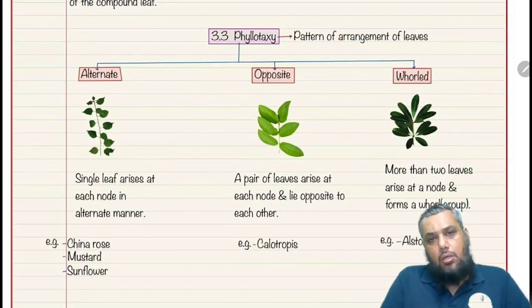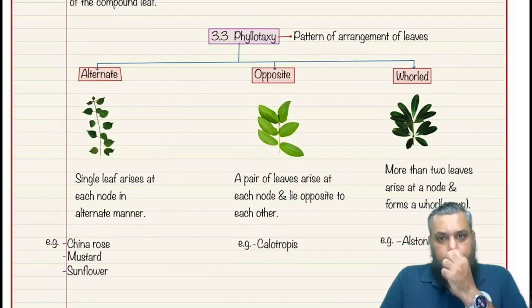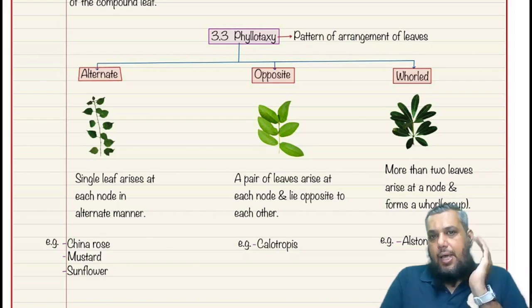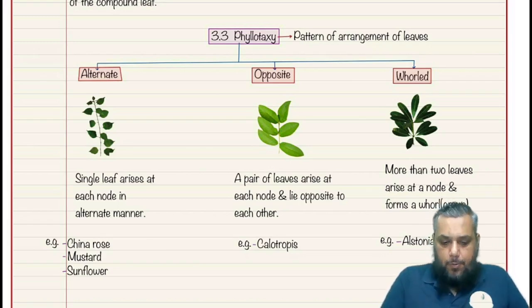Okay. Now what we observe is when we look at a plant, the arrangement of the leaves is different in all the plants. And this arrangement of the leaves is called phyllotaxy, where phyl means leaf, taxy means arrangement.